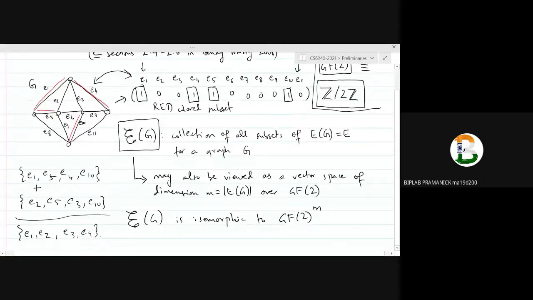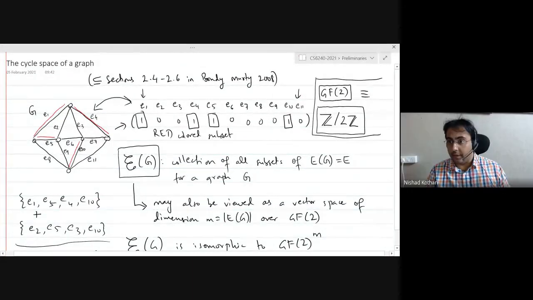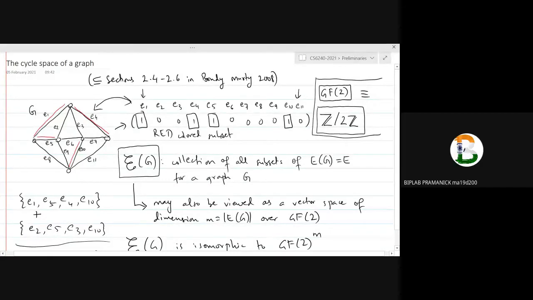Sir, what is the meaning of GF2 to the power m? Each element is from GF2 and it is in m dimensions. Okay, okay, right? Yeah.